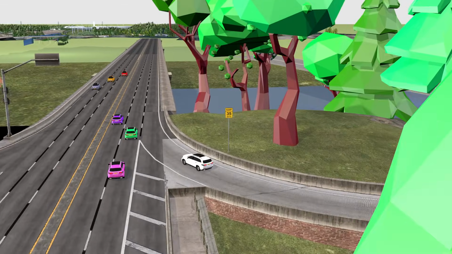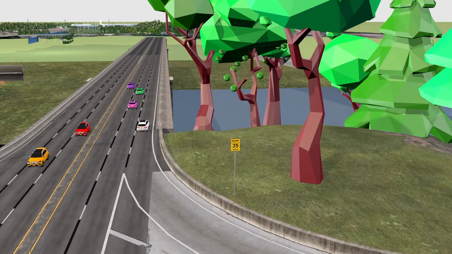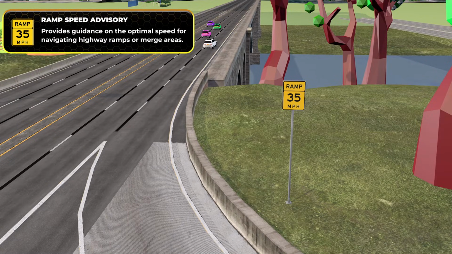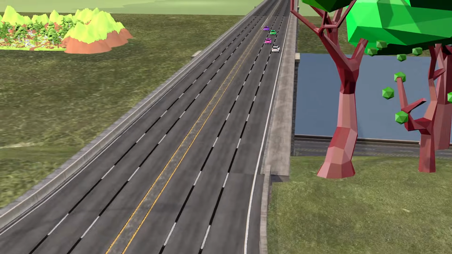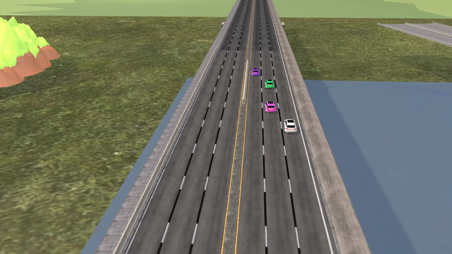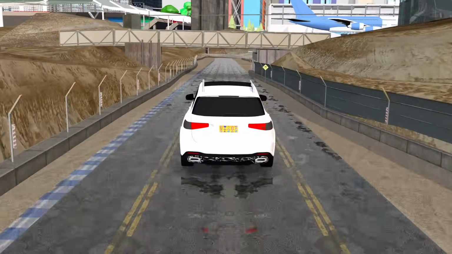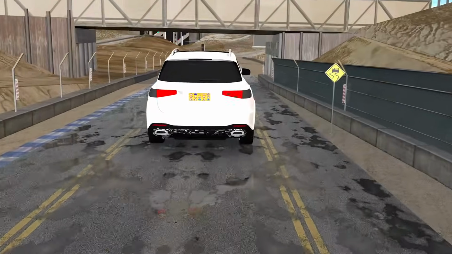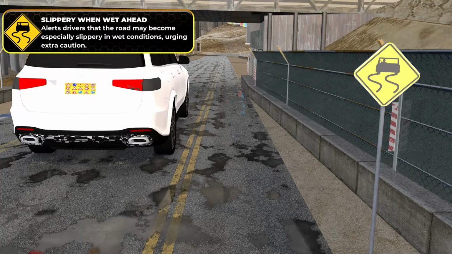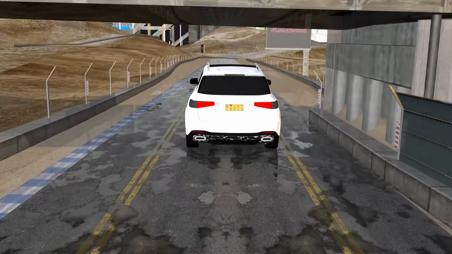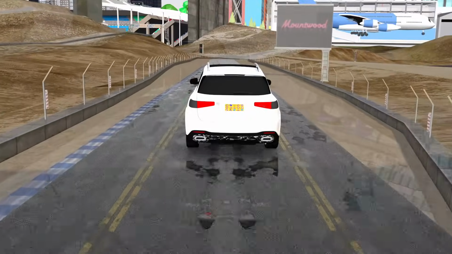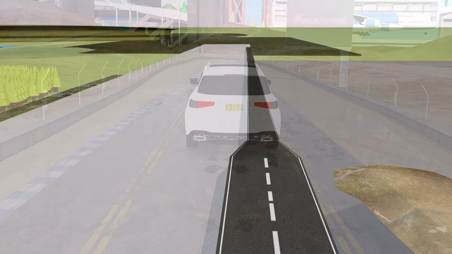This is the ramp speed advisory sign, and it provides drivers with a suggested safe speed for navigating highway on-ramps or off-ramps. Following this advisory helps drivers maintain better control when merging or exiting on curves or slopes. This is the slippery when wet ahead sign, and it alerts drivers that the road surface may become extra slick when wet due to rain, oil, or debris. Drivers should slow down and avoid hard braking or sudden steering to prevent skidding or losing control.